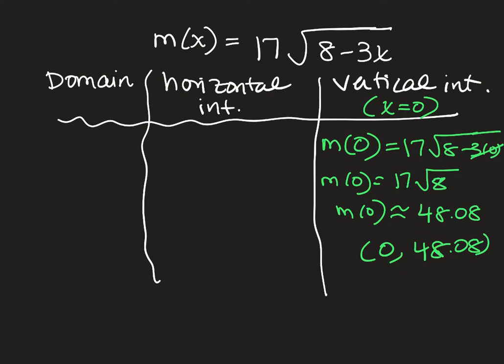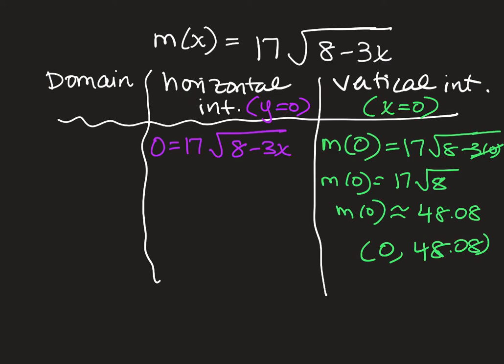Okay, so now let's move on to our next thing on our list, and let's do our horizontal intercept. We know that a horizontal intercept is where y equals 0. So we know that this is going to entail some solving because we're going to plug in a 0 for our output, and we're going to have to solve for x. The one thing that makes this different than some of the other ones you might have done before is that 17 in front.